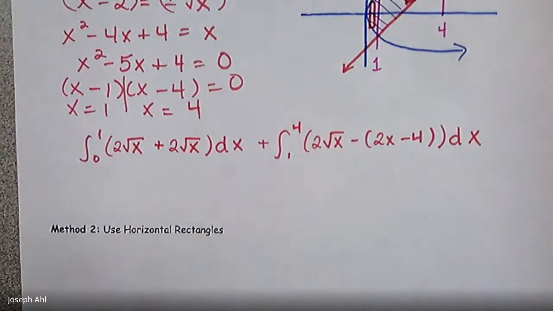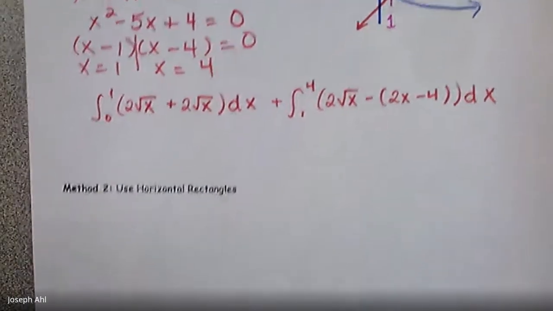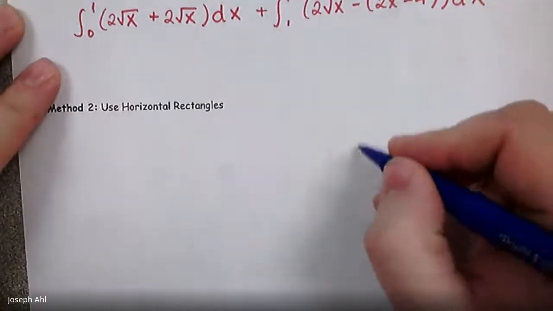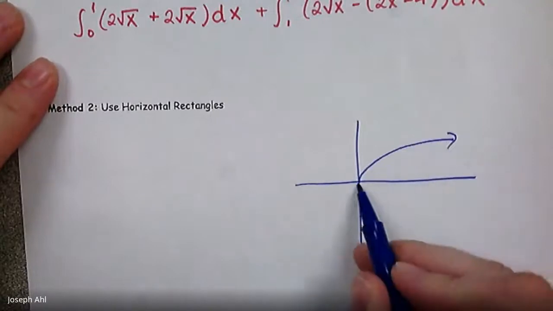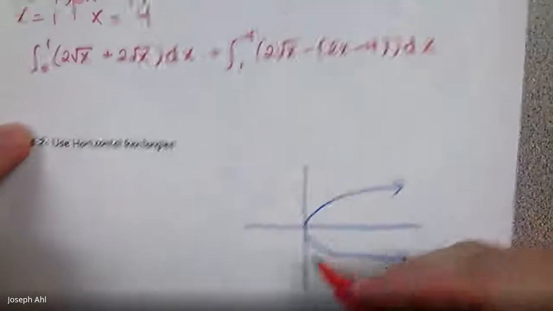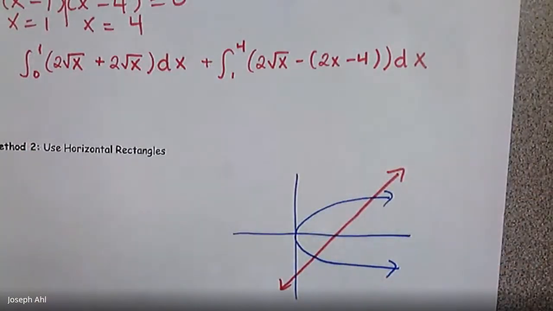What I want to show you is whatever you get up here is your answer from checking. We should get the same answer for method 2, but for method 2, we're going to use horizontal rectangles. So if I draw that same exact region again, I'll show you how horizontal rectangles might actually make our lives a little bit easier. So here we go with our 2 radical x and negative 2 radical x, and the line 2x minus 4 looks like this.